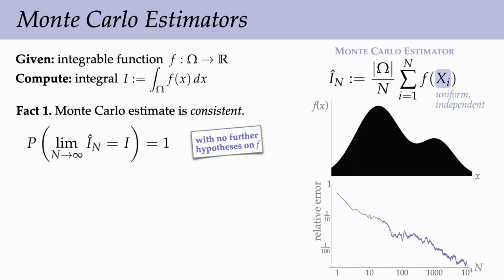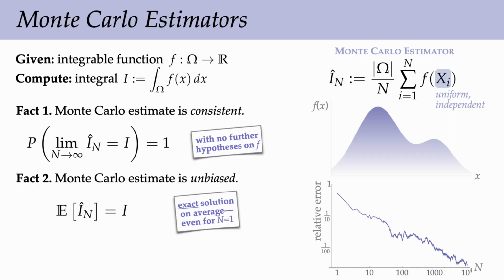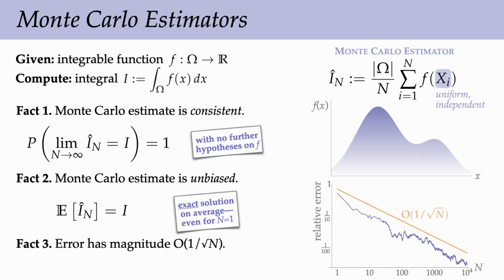Fact 2 is that the estimate is unbiased, meaning that the expected value of the estimator is equal to the true value of the integral, or more intuitively, I get the exact solution on average, even if I take only one sample, and we'll use this fact a lot. Fact 3 is that the error is very predictable. For any function in any dimension, the error goes like 1 over the square root of the number of samples.